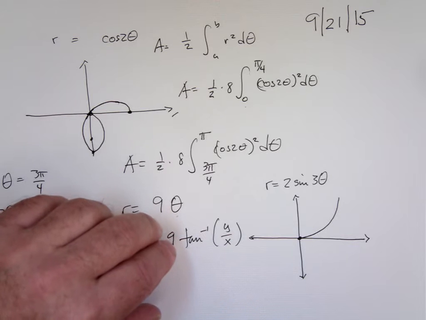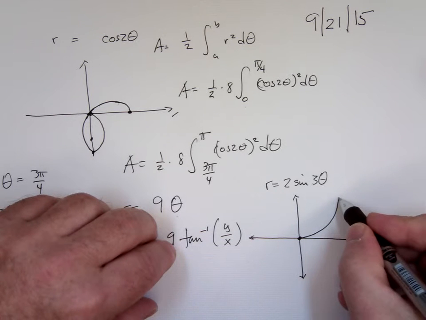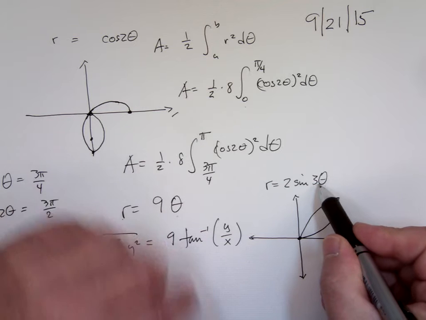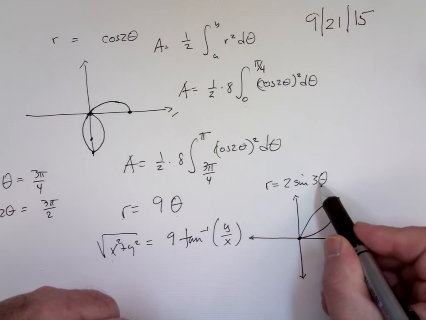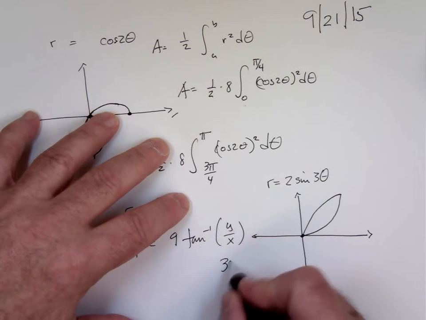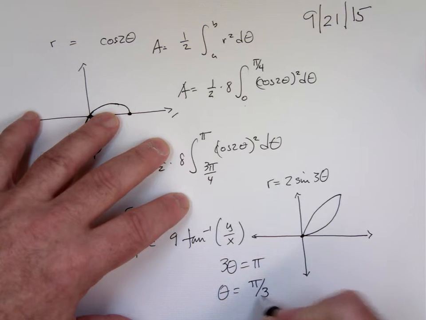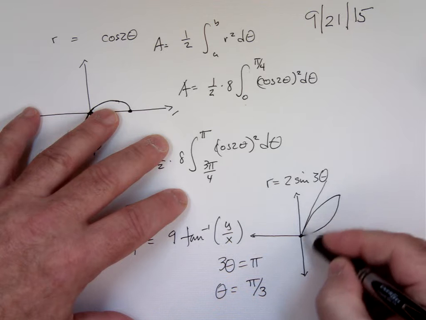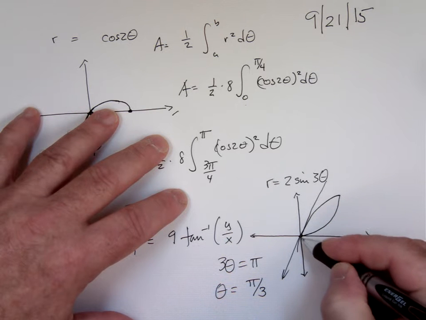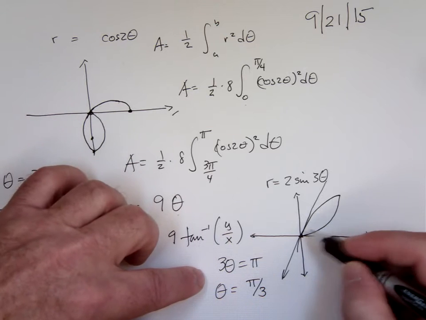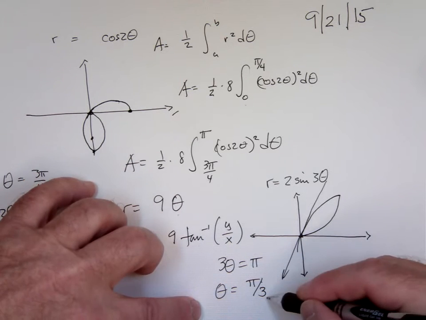We want to get it back to 0 again to find one petal. So when is this equal to 0? This is equal to 0 when 3 theta is equal to pi, and theta is pi over 3. At theta equals pi over 3, this is when it will hit the pole again. It starts at 0 and hits the pole again at pi over 3.